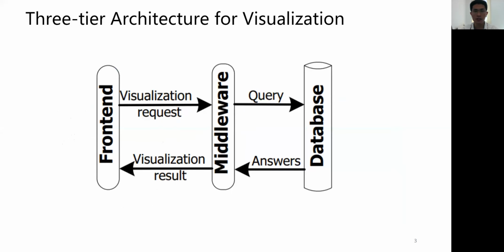Typically, a visualization system has three tiers: an underlying database, a front end, and a middleware in between. Users can send a visualization request at the front end, and the middleware translates the request into a query and turns the answers into a visualization result. The front end plots all the results to users.